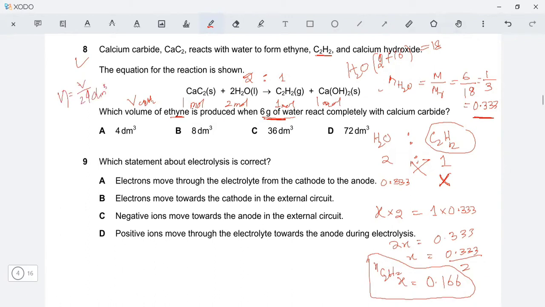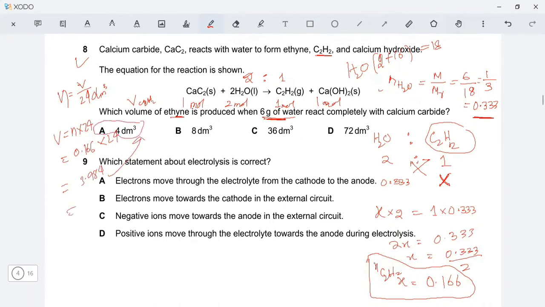So here we are asked to find volume. So V will be equal to n times 24 decimeter cubed, right? So the number of moles of ethyne, you got it, just 0.166, right? Into 24. When you multiply this figure with 24, you will get the exact figure, 3.984 something, which will be equal to 4 decimeter cubed.